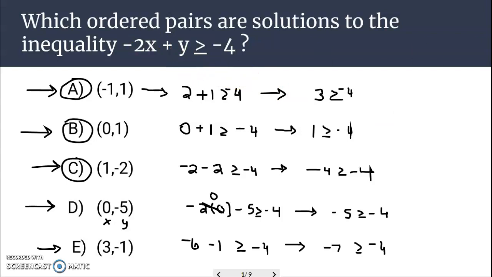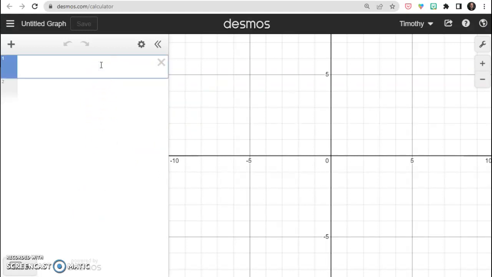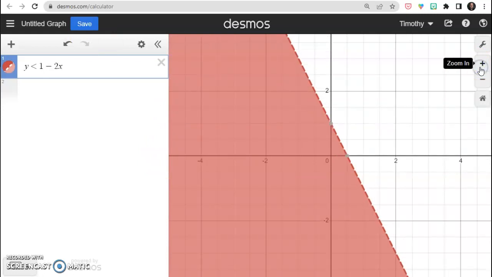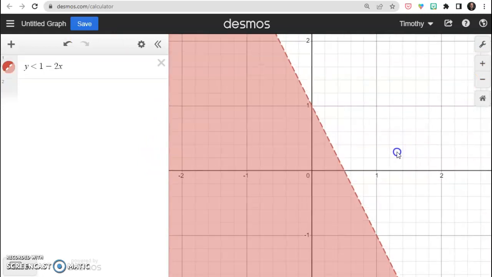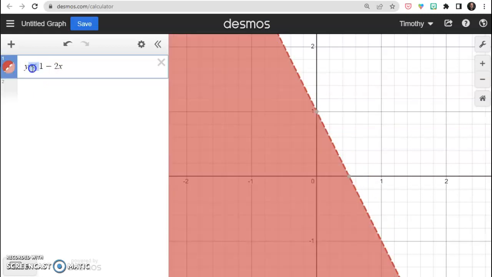All right, next up, we're going to look at Desmos, the Desmos graphing calculator. We're going to graph the inequality y less than 1 minus 2x. Let's have a look at Desmos here. Desmos.com/calculator, y less than 1 minus 2x. Notice how it graphs. We'll zoom in a little bit to see all the points. Crosses the y-axis at 1, has a downward slope, a dashed line, and the reason for that is that it's a less than, not a less than or equal to.